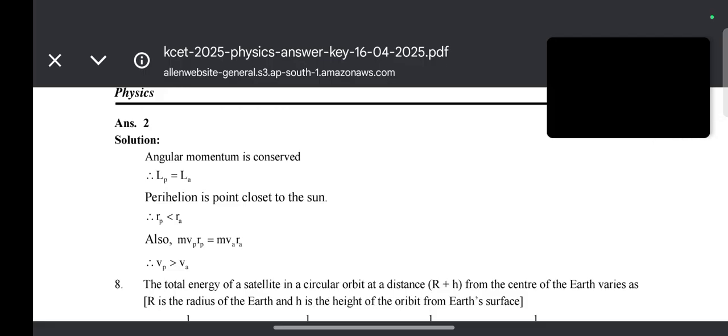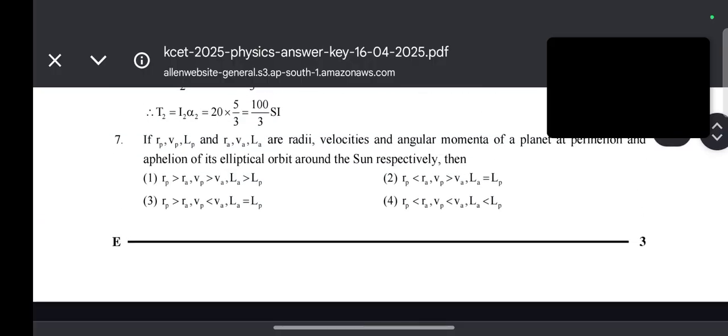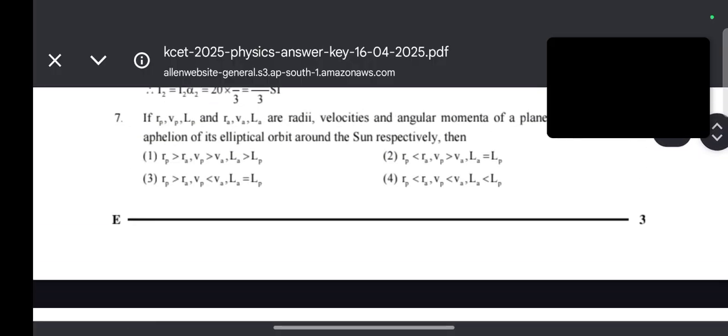So the solution: angular momentum is conserved, so LP is equal to LA. Perihelion is the point closest to the sun, so RP is less than RA. Also M VP RP is equal to M VA RA, so VP is greater than VA. So the correct answer is option 2.